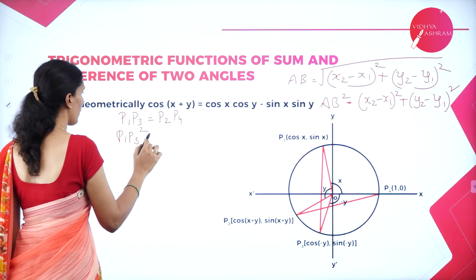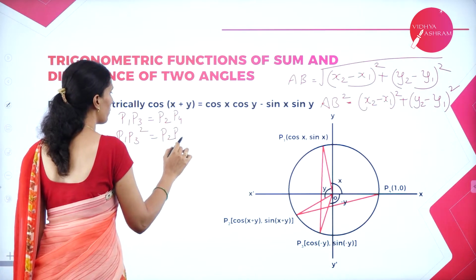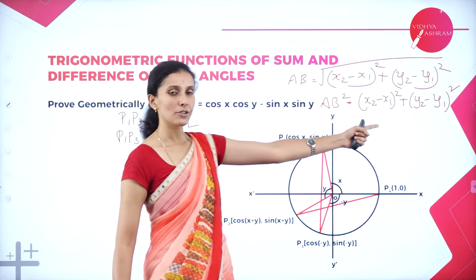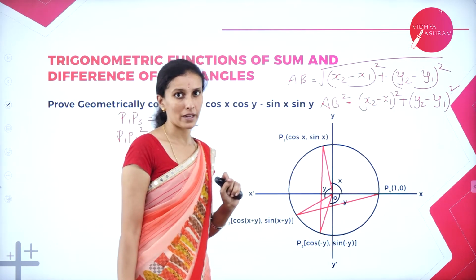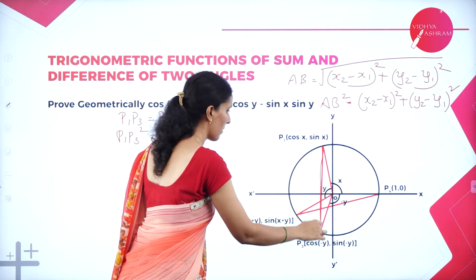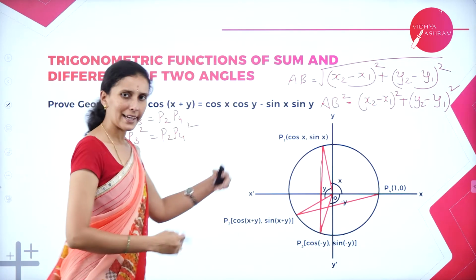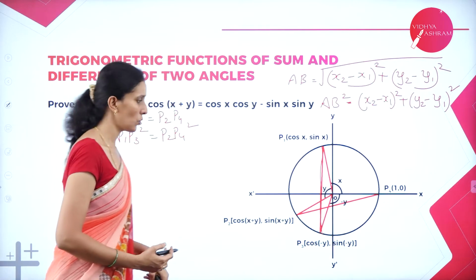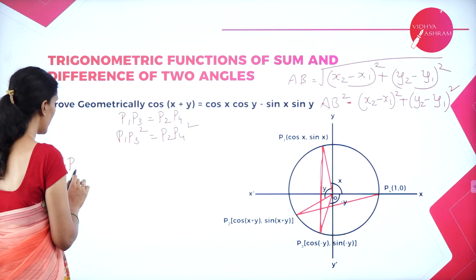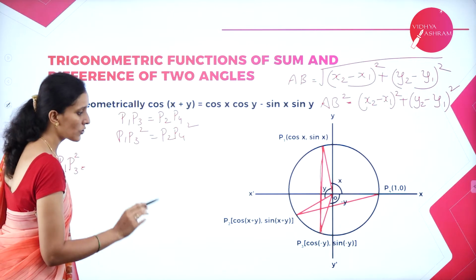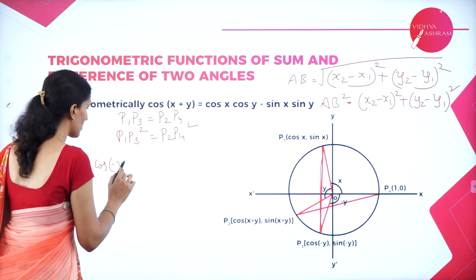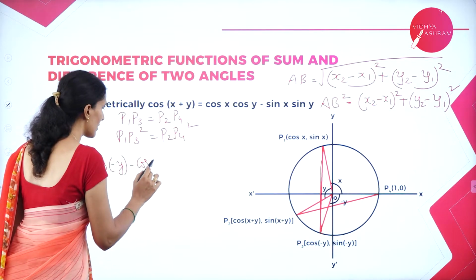P1P3 whole square is equal to P2P4 whole square. So no need to put the square root, directly apply (x2 minus x1) whole square plus (y2 minus y1) whole square. Now we are taking this line, that is P1P3. You can take any one as x1, any one as x2. So I'll first find P1P3 whole square. Apply (x2 minus x1) whole square. So this becomes (cos of minus y minus cos x) whole square.